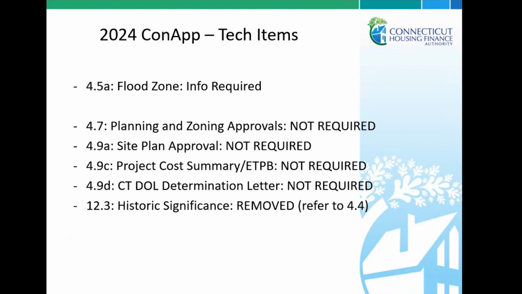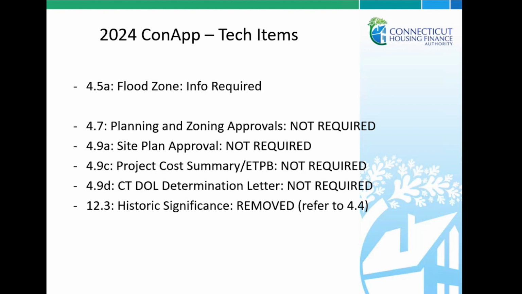So again, a little bit of a recap for the tech items. The flood zone information is still required. Planning and zoning approvals are not required any longer. Site plan approval is also not required. The project cost summary and exploded trade payment breakdown are also not required this year. The Connecticut Department of Labor state prevailing wage determination letter is not required. And the historic significance item has been removed in place of item 4.4 related to SHPO.